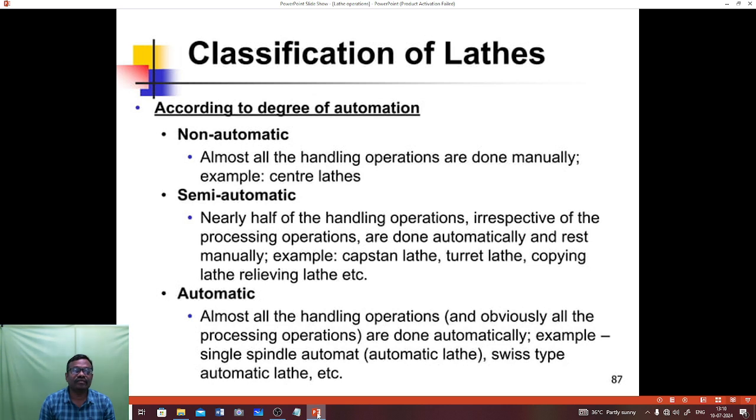According to degree of automation, lathes are classified as non-automatic lathes, semi-automatic lathes and automatic lathes. In semi-automatic lathes, nearly half of the handling operations, irrespective of the processing operations, are done automatically and the rest manually. In automatic lathes, almost all the handling operations are done automatically. Example for automatic lathes is single spindle automat.